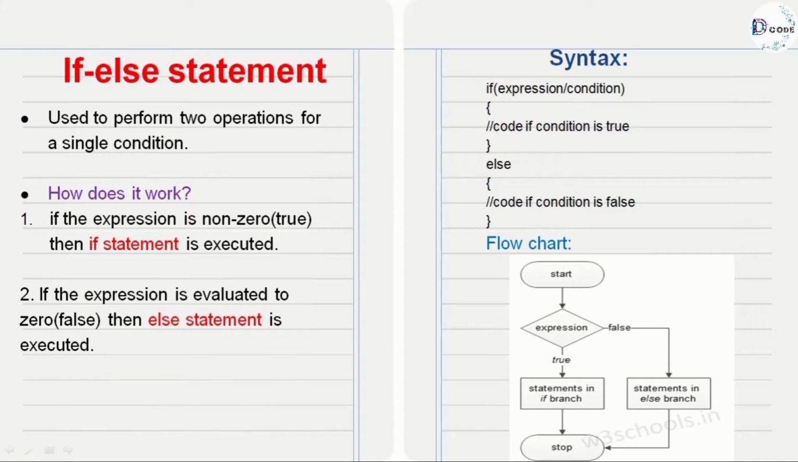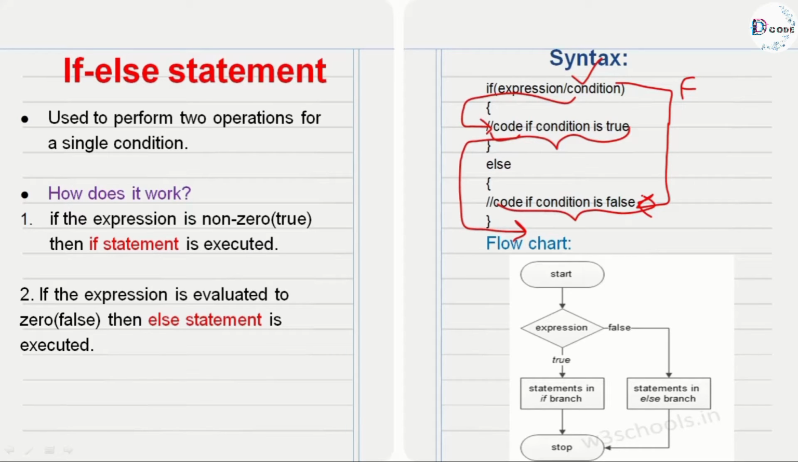Now let us discuss the if else statement. See the syntax of the if else statement. If the condition is satisfied, then the control moves into the if block, executes this code or set of statements, and then exits the if else block. Suppose the condition is false, then the control moves to the else block, executes this code or set of statements, and then exits the else block.